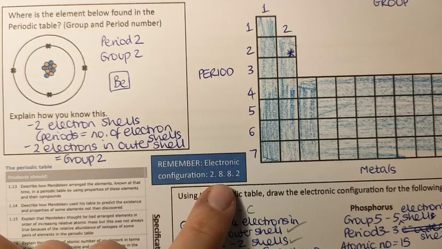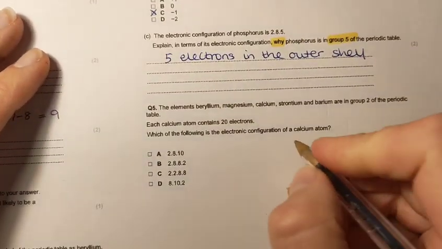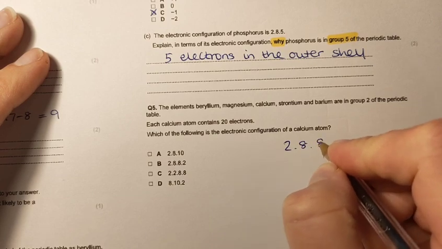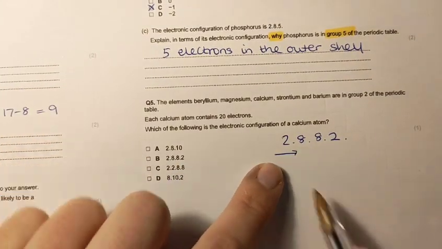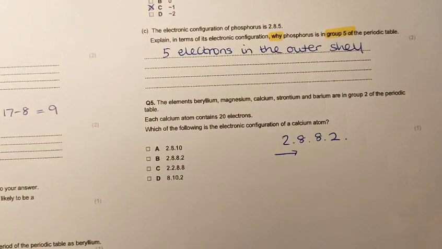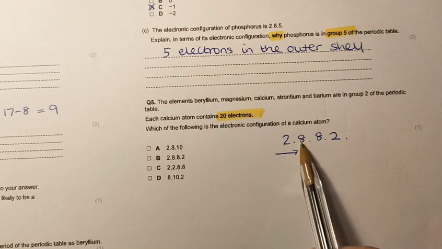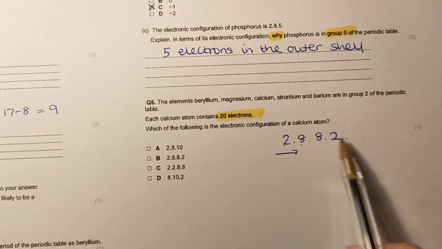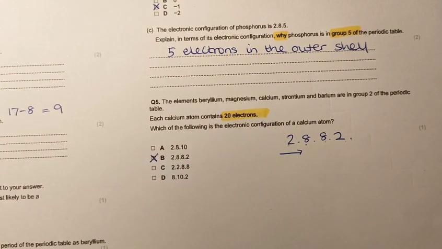So its electronic configuration is 2, 8, 8, 2 maximum. So I'm going to write 2, 8, 8, 2 and we fill from the left. So we need to fill until we get to 20 electrons. Well, if we look at that, 2 plus 8 is 10, plus 8 is 18, plus 2 is 20. So it must be that whole one. So there you go, 2, 8, 8, 2.